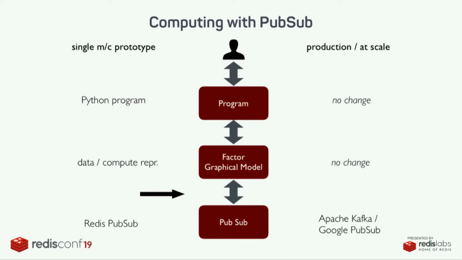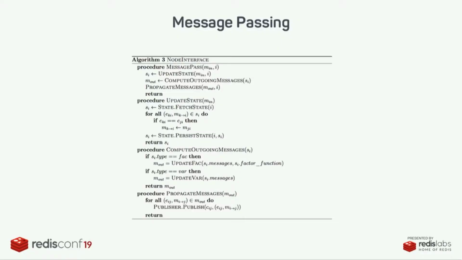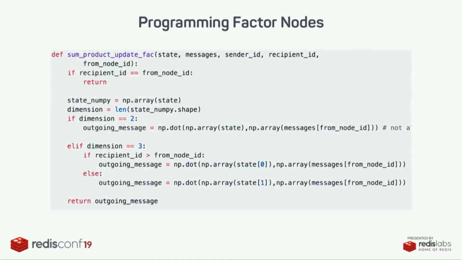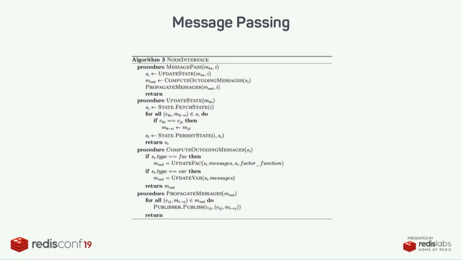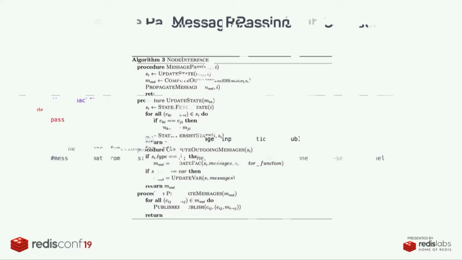Now the next interface I'll talk about is the interface between this factor graph representation of the data and the PubSub system itself. There's really only three functions that need to be defined here. This is basically what any node does when it receives a published message, as its callback. One, it receives a message, updates its own internal state, and computes what its outgoing messages are to its neighbors, which runs one of these functions that you've specified. And then it just propagates that message, which is just a publish, right?